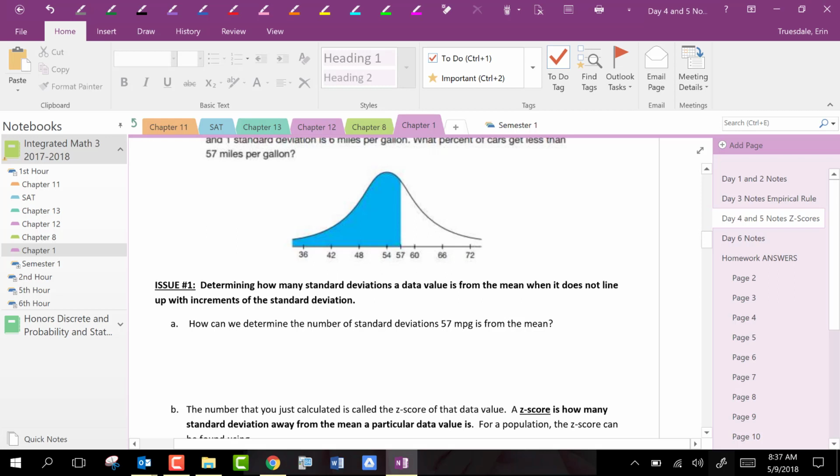So think about it. If 60 is one whole standard deviation away from the mean, what would 57 be? Half a standard deviation. Good. Okay, so 57 is half of a standard deviation away from the mean.